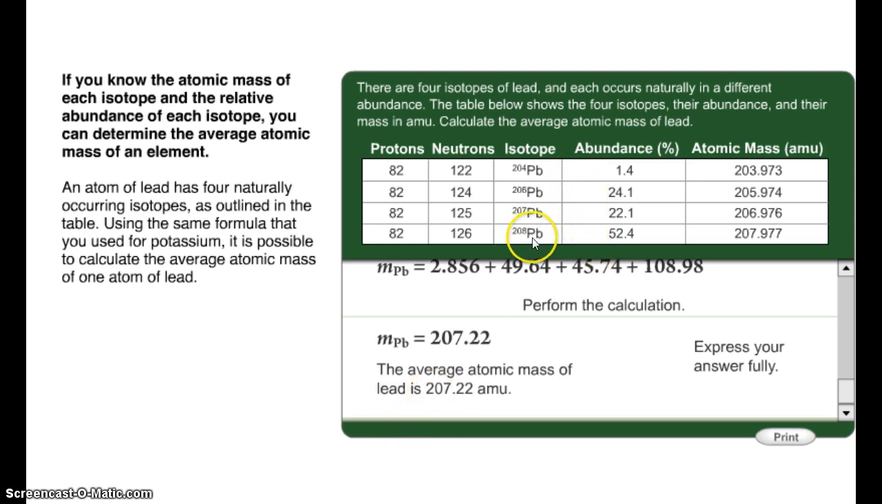So overall, since over half of them are 208, that makes sense that the average would be more than 207, because less than half have a mass of less than 208, a little more than half have a mass of 208, but that puts the average kind of right in here. Again, it's a weighted average.